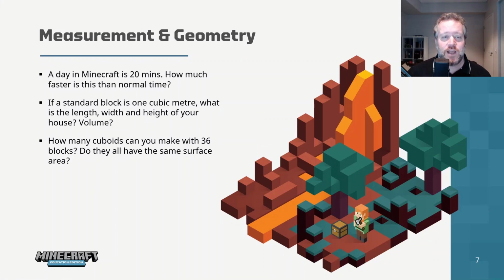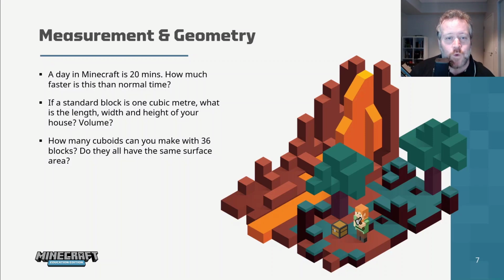Measurement and geometry. Well, when you start playing, you might be looking around and suddenly it starts going dark. Well, a day in Minecraft is 20 minutes of Earth time. So how much faster is this than normal time? How much time is spent in dusk and in dawn? How much time are we in darkness? What fraction is that?